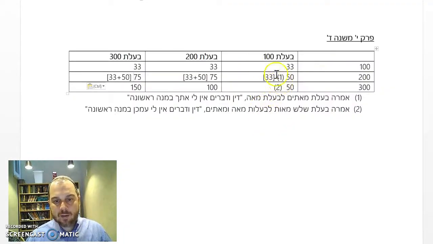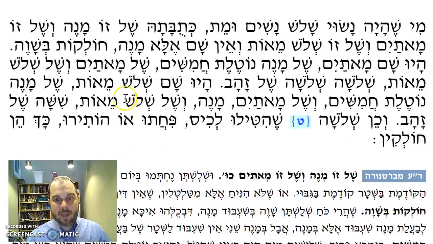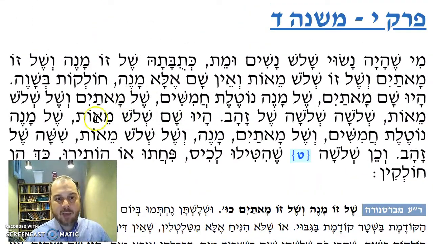So it should have been this and this, but that's not, because she said, Dinu dvarim eli itach b'mana rishona. It's a little complicated. Look it up in the Gemara if you want to understand it better. Next case. Hayusham shlosh meot. Let's say they had 300.